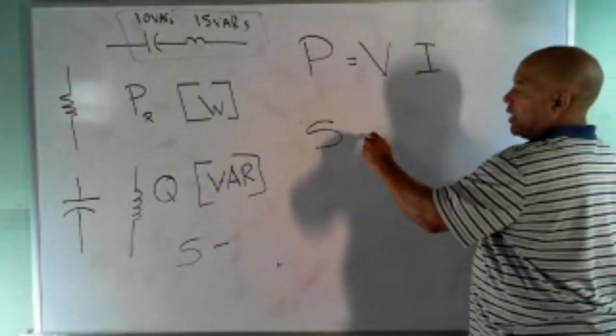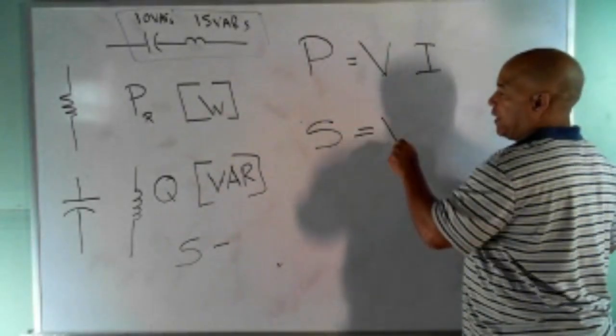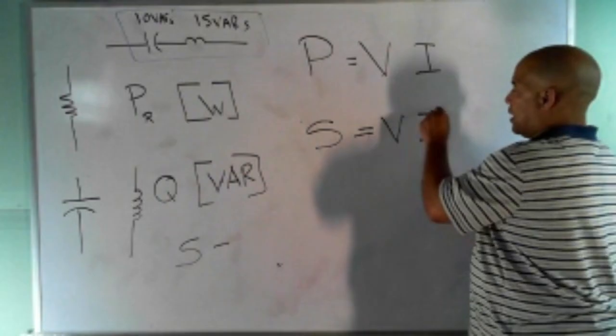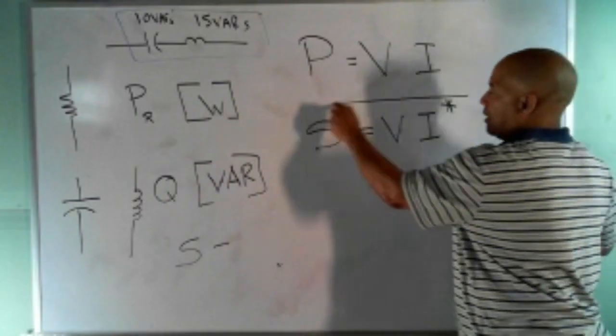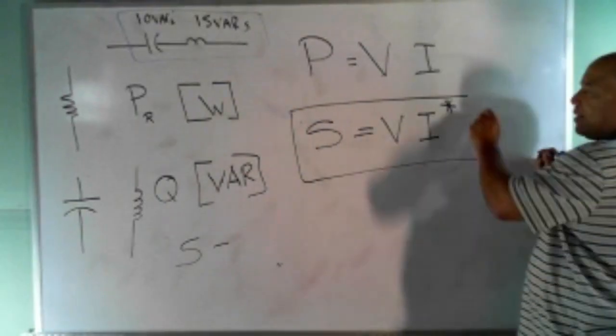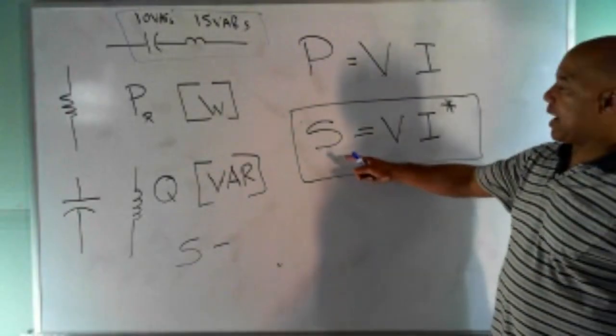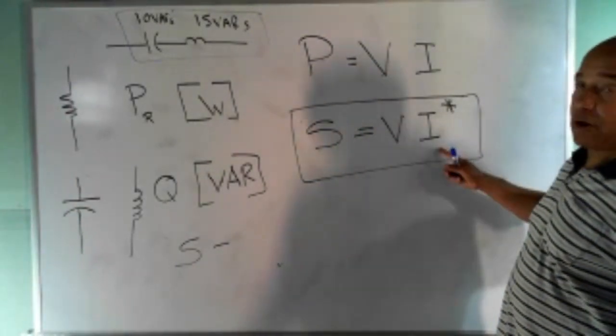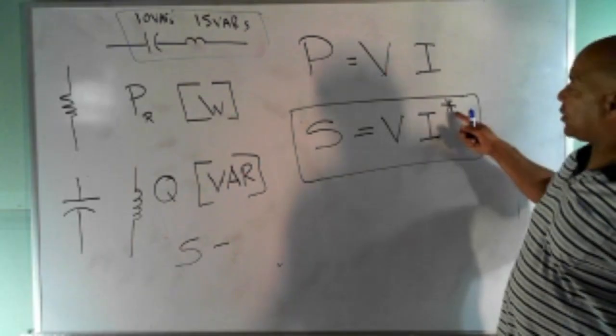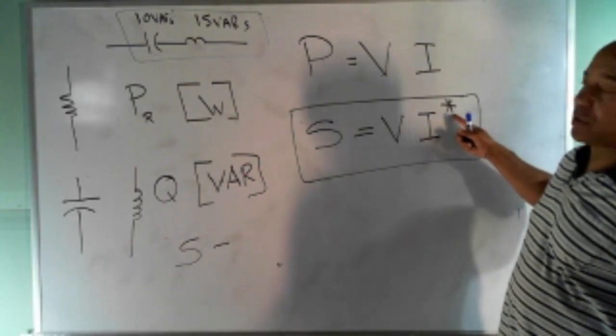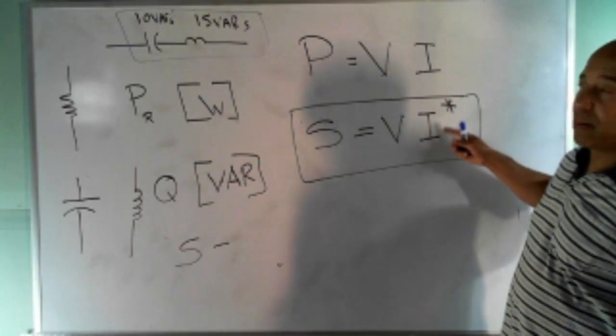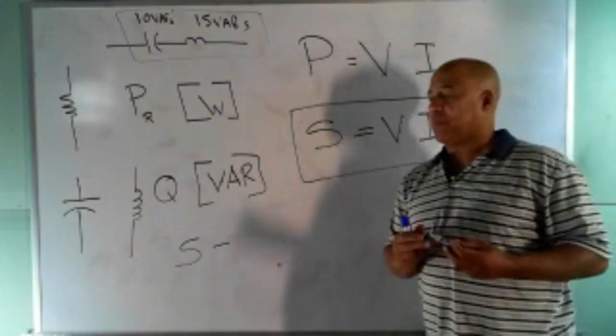Now, there is an equation I'll talk about: S equals V times I star. So go ahead and write this down, and I'll explain that. It says that the apparent power is the voltage times the current conjugate. That star means conjugate. We'll talk about I star later on. So write it down. We'll come back to that equation.